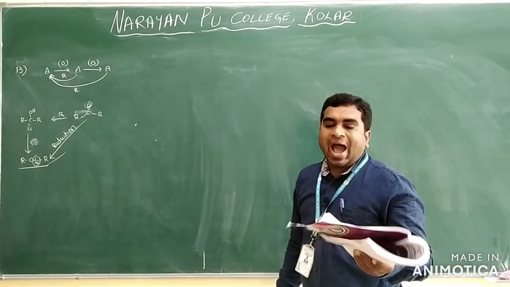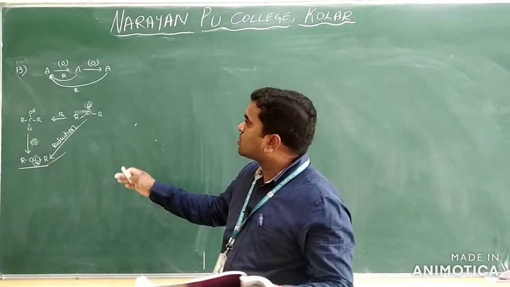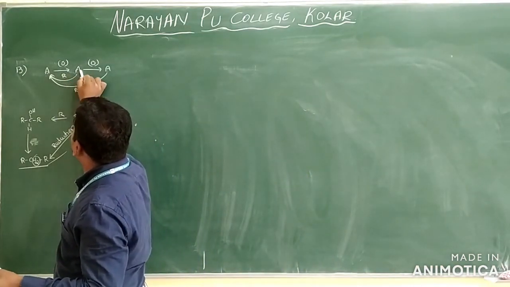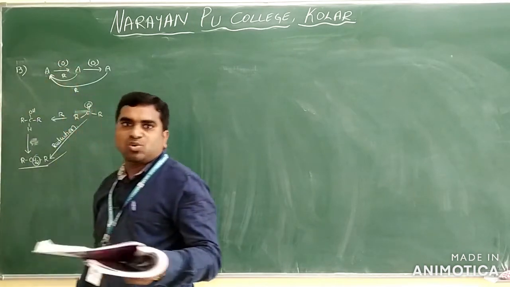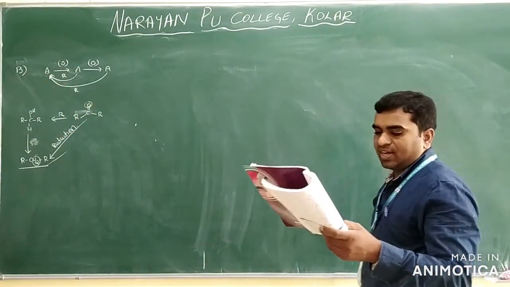Next one. Secondary alcohols to ketone. Alcohols to ketone. Clear here? Alcohols to aldehyde or alcohols to ketone, it is a which one? Oxidation. So it is not a reduction. So option 4 is the correct one.